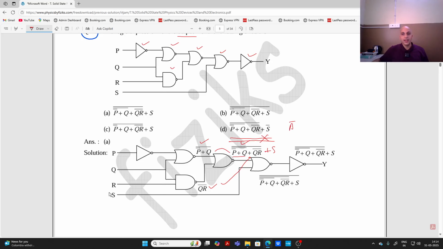We know very well A NOT NOT is equal to A. So it means these two NOT operations are going to be cancelled. So we are left with only this, right? And this is here, and this is the correct answer. So A is the correct answer.